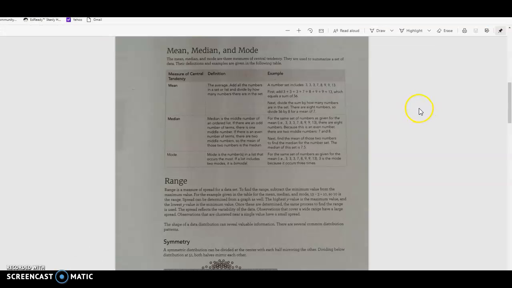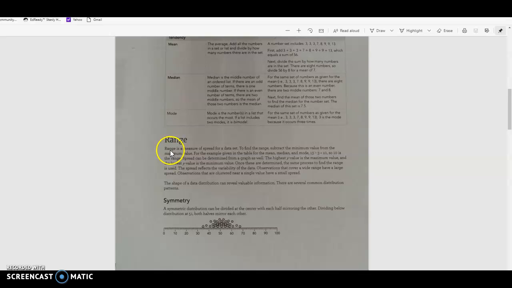Now that we understand these key terms, let's start talking about the central tendencies. The measures of central tendency are your mean, your median, and your mode. This is the definition of how you find each one of those, and this is an example. We'll actually do an example in a few moments. The range is the measure of spread for a data set. To find the range, you subtract the minimum value from the maximum value, like we talked about in the key terms. Symmetry: a symmetric distribution can be divided at the center with each half mirroring the other.